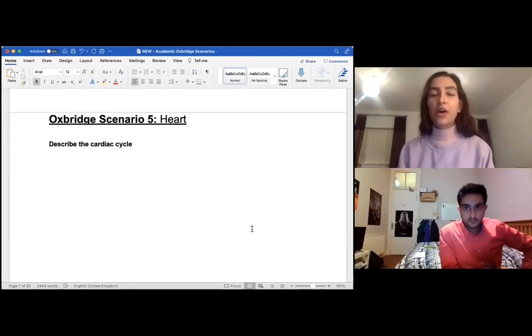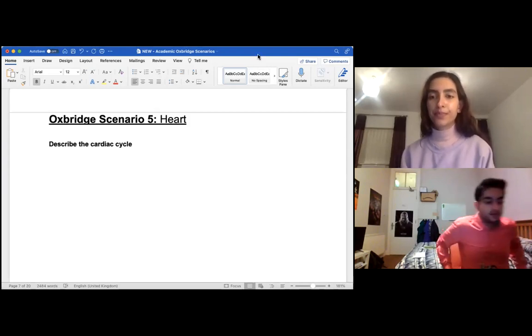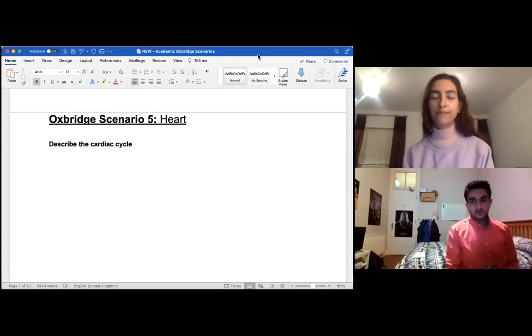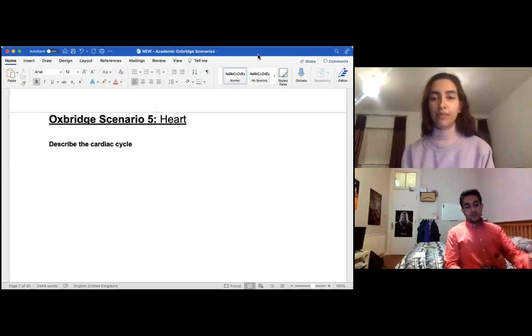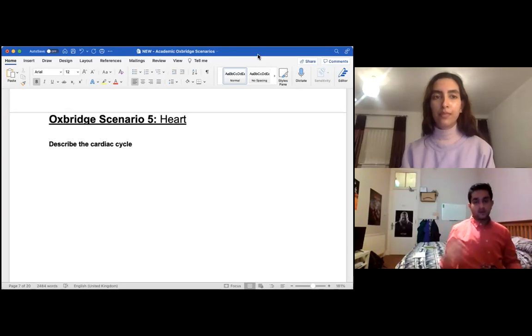Can you describe the cardiac cycle to me, please? So there are 3 stages to the cardiac cycle. Atrial systole, which is contraction of the atria, ventricular systole, contraction of the ventricles, and then diastole, which is relaxation. The whole principle behind it is when the contraction occurs, there's an increase in pressure in that area, which then causes a pressure gradient. So blood moves out of there and into the next area, from the atria to the ventricles, from the ventricles out of the heart.